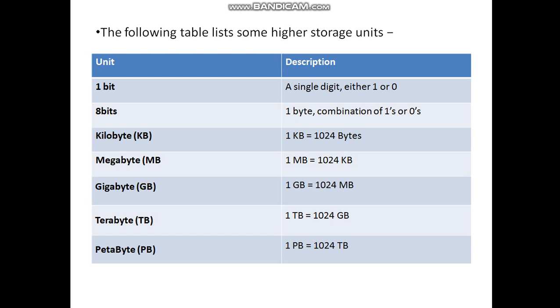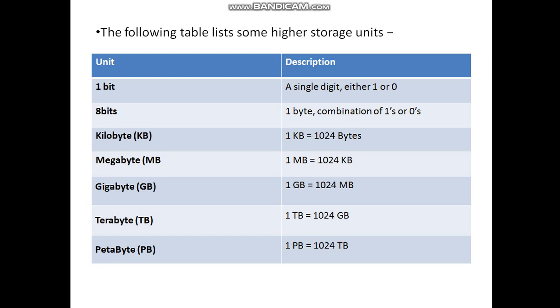Next is a kilobyte. We have storage capacities like 5 KB, 100 KB, etc. KB is the storage unit. 1 KB is equal to 1024 bytes. Remember that 1 KB is equal to 1024 bytes. Similarly for megabytes, MB: 1 MB is equal to 1024 KB. Next is a gigabyte. 1 GB is equal to 1024 MB. Next is a terabyte, indicated as TB. 1 TB is equal to 1024 GB. Next, petabyte, PB. 1 PB is equal to 1024 TB.